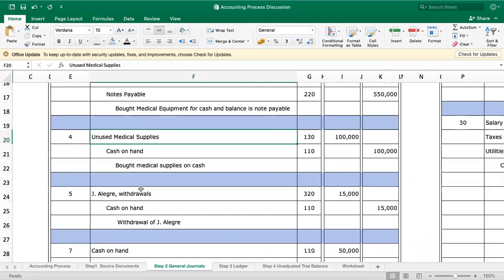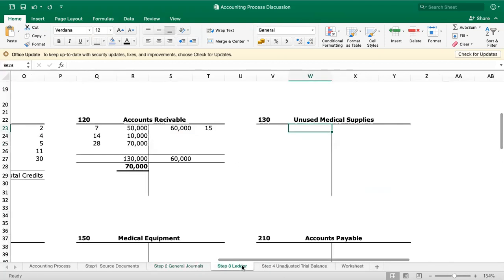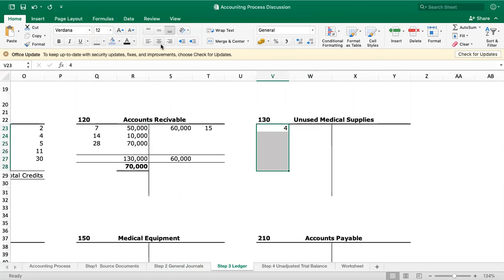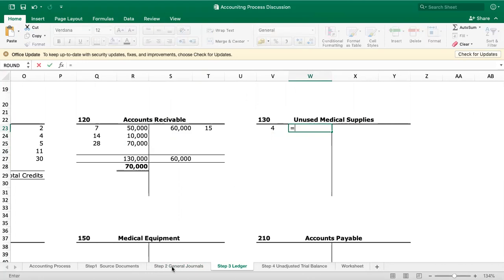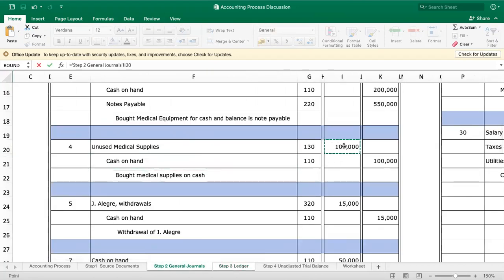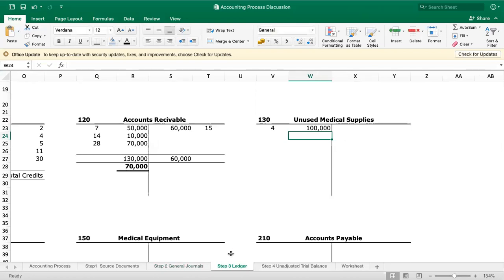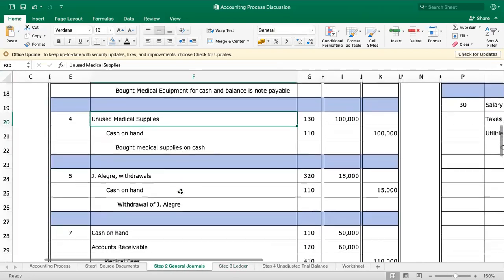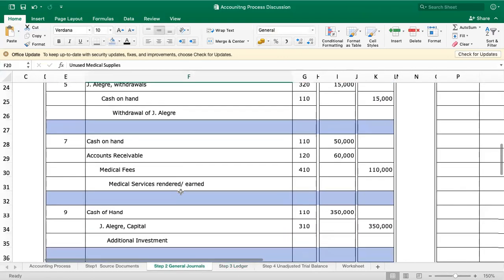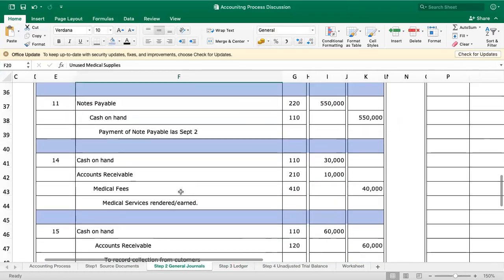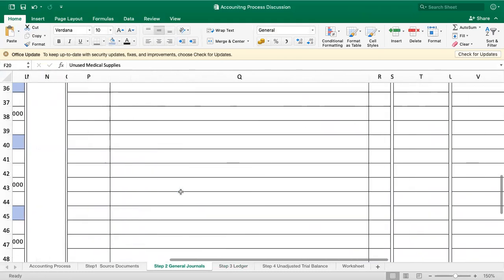You have September 4, debit 100,000. Okay, this is September 4, debit 100,000. Take note that unused medical supplies are an asset account. These are supplies that have not yet been used. So September 4, you have 100,000. Okay, let's go back to the general journal and find the unused medical supplies account. There, none on page 1, and page 2.